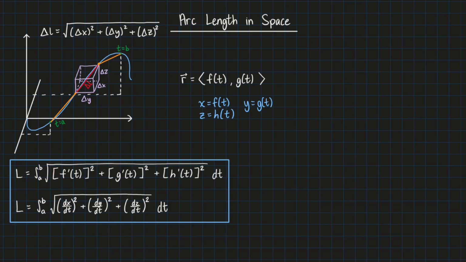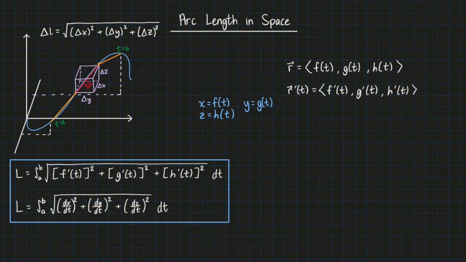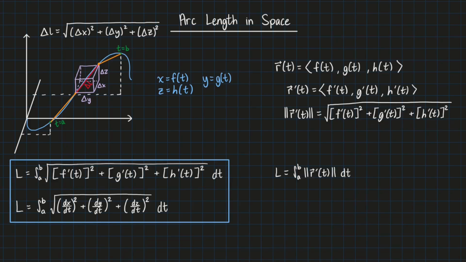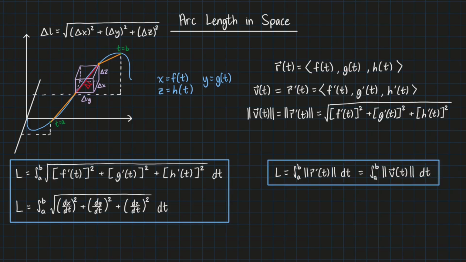Now, remember r of t? Here's r prime of t. If you take the magnitude of r prime of t, you have the square root of the sum of each component's function squared. This means you can write the arc length formula with the magnitude of r prime of t. If you want to take it a step further, you can even use the velocity vector v, since that is r prime of t. So that's the formula for the arc length of a space curve.